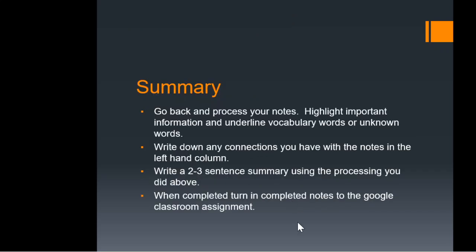All right, so this is what I want you to do now. I want you to go back and process your notes. You're going to highlight important information and underline vocabulary words or unknown words. You're going to write down any connections you have with the notes in the left-hand column. Then in the end, you're going to use all that to write a 2 to 3 sentence summary using the processing you did above. And you can go longer than 3 sentences, perfectly fine. When completed, turn in completed notes to the Google Classroom assignment.